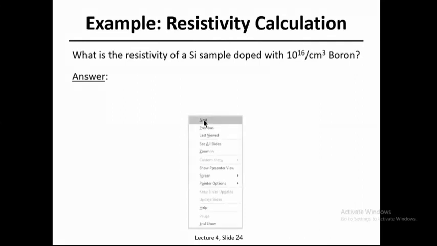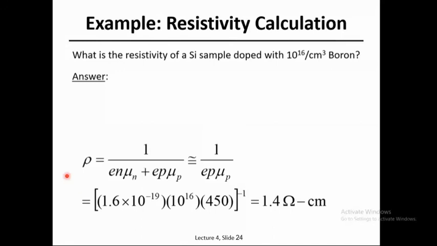Let's do some resistivity example then. We're given a silicon sample doped with 10 to the 16 per cubic centimeter boron. Then I want to calculate the resistivity of the material, which is equal to 1 over (e n mu n plus e p mu p). And as you know, boron is the element that will create a p-type material, so the resistivity will be due only to p, so it's 1 over e p mu p. And then we know the charge, we are given p as 10 to the 16 per cubic centimeter, and the mobility of silicon at 300 degrees Kelvin is equal to 450. So the result will be 1.4 ohm centimeter.